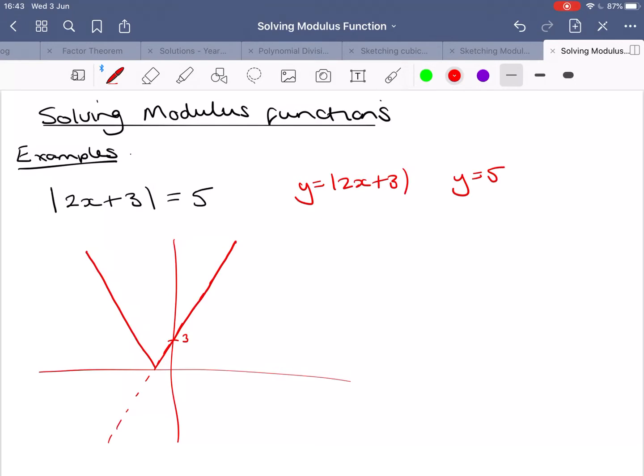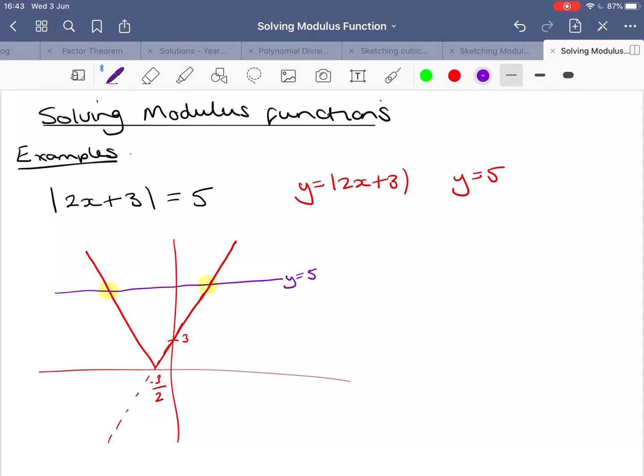And as we did last lesson, we want to think where it crosses the x-axis, or where it touches the x-axis in this case, because it's no longer crossing it, it's just touching it. And in this case, that would be at minus 3 over 2. Then I'm going to draw the line y equals 5, which is just a horizontal straight line at y equals 5. And as we can see, there are 2 points of intersection.